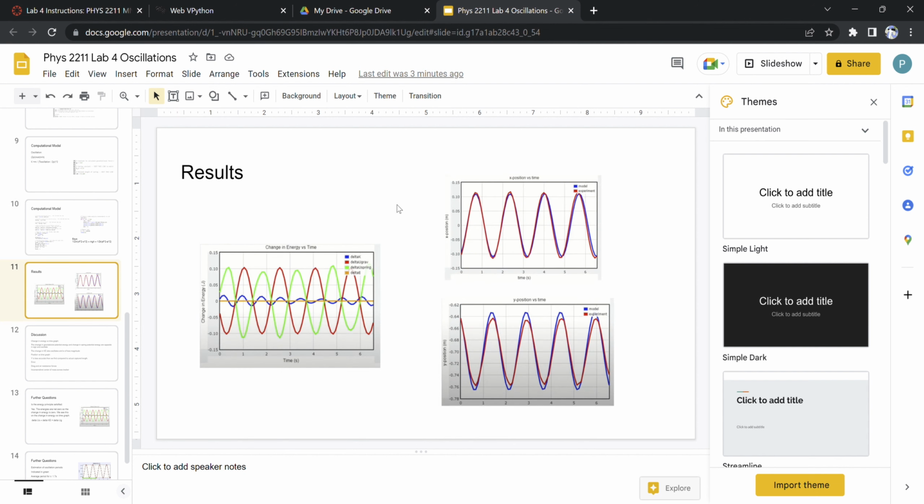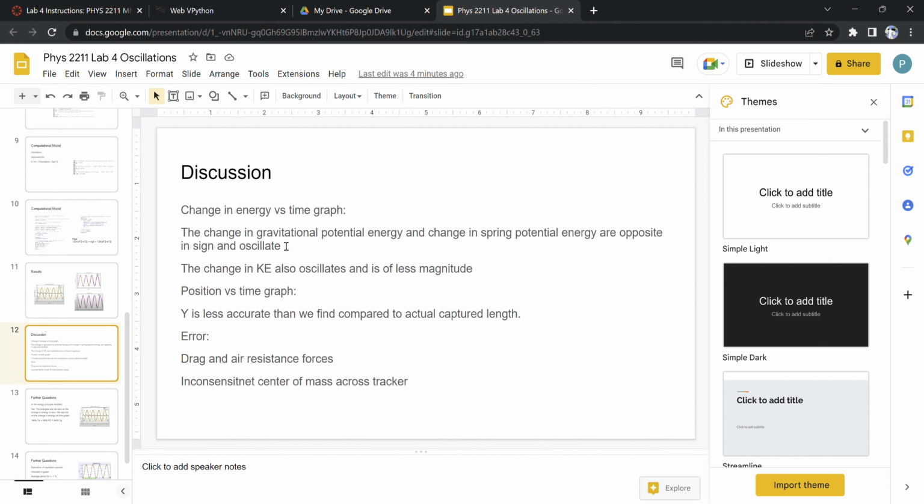The results, we see that the overlap is pretty close, but we have differences in those y's, probably due to Tracker not catching that consistent center of mass. And then we see that our energies are going to be inverses of each other, or negatives.